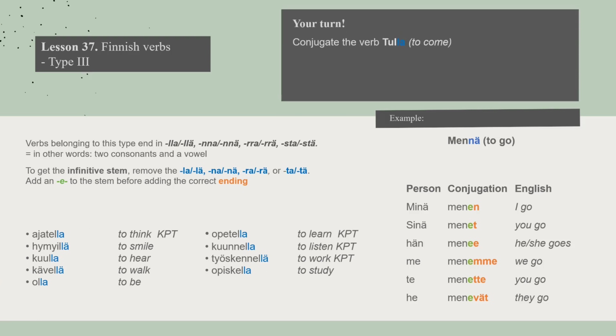Now it's your turn. Try to conjugate the verb tulla. Minä tulen. Sinä tulet. Hän tulee. Me tulemme. Te tulette. He tulevat.